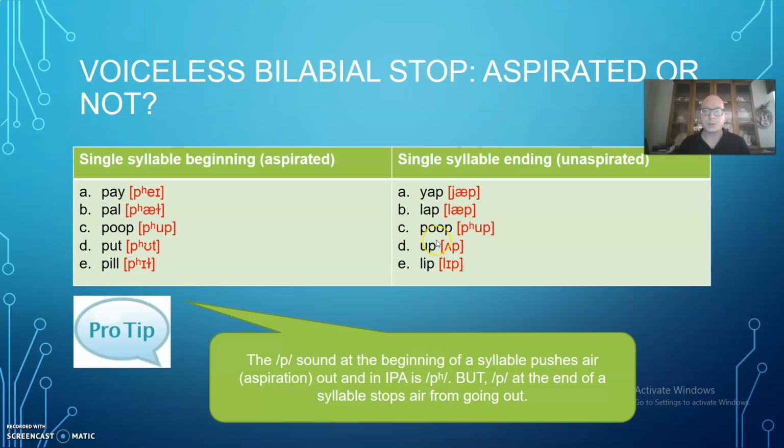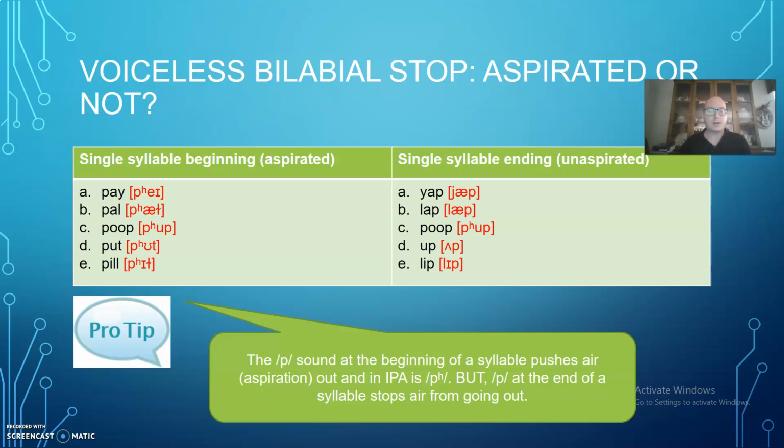Poop. So the first p sound is aspirated. We let air out. P, oo, poop. Not poop, but poop. Up, lip. So our pro tip for the p sound is that at the beginning of a syllable, you're going to push air out, which is called aspiration, and is spelled in the IPA with this little h here. But the p sound at the end of a syllable stops air from going out, and actually we don't pop it. We kind of just close our lips. Lip. Lip. Okay?